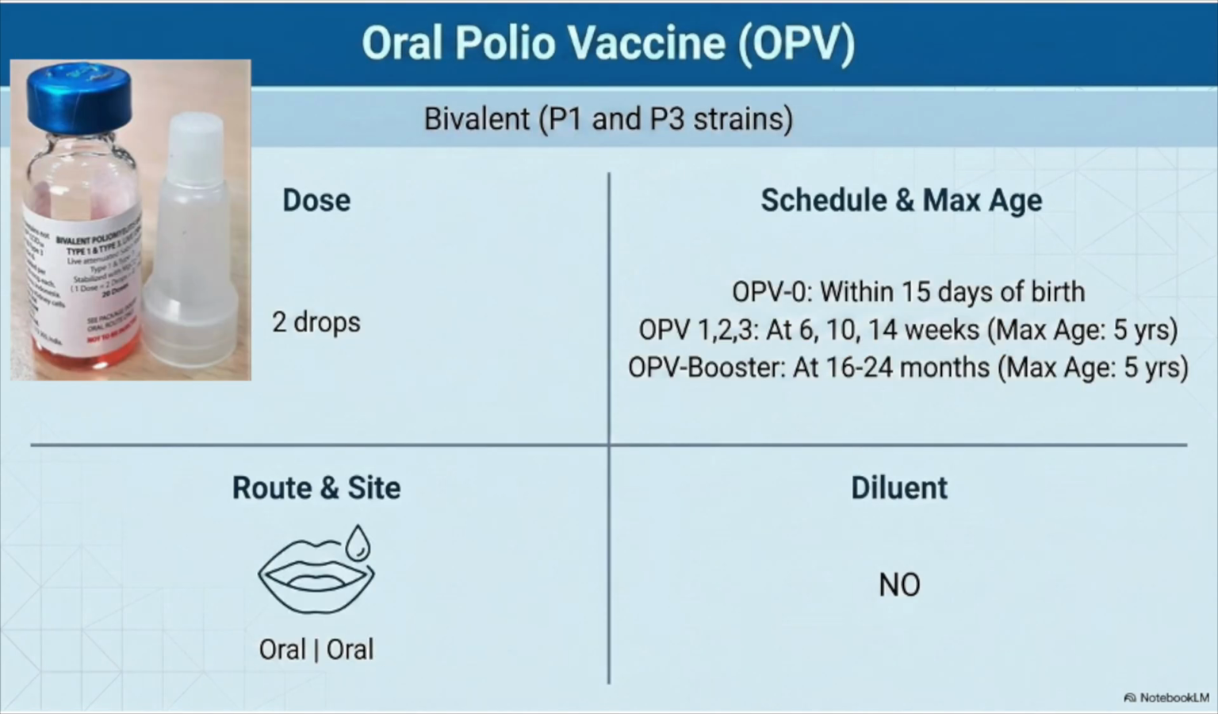Oral polio vaccine or OPV is bivalent, covering P1 and P3 strains. The dose is 2 drops. OPV 0 is given within 15 days of birth. OPV 1, 2, and 3 are given at 6, 10, and 14 weeks with a maximum age of 5 years. The OPV booster is given at 16 to 24 months, again with a maximum age of 5 years. It is given orally and no diluent is required.